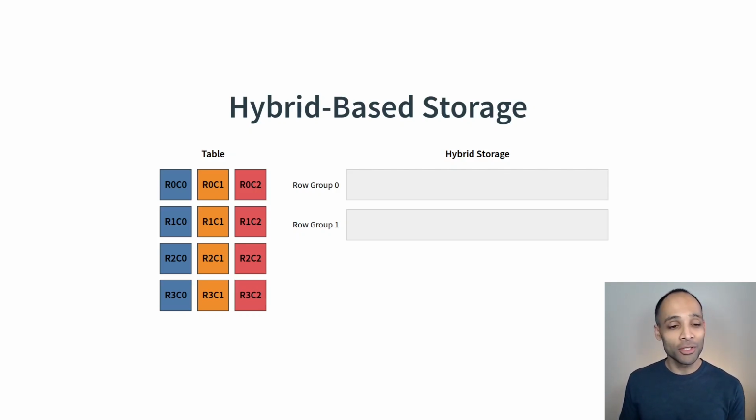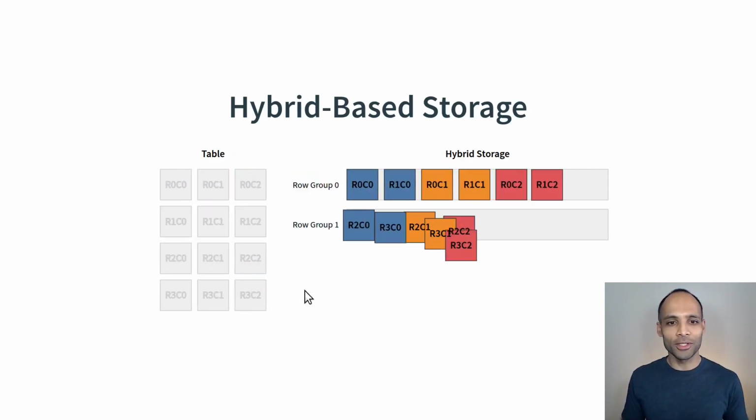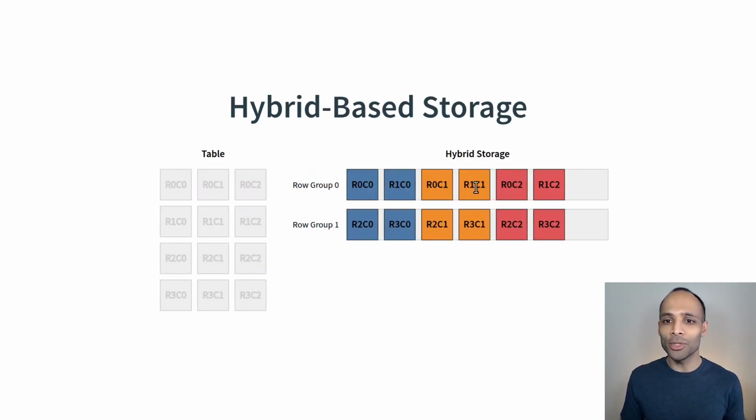When we have a hybrid-based storage, we take our table and break it up into a series of mini-tables called row groups. Here, our full table has 4 rows, but we can break it up into row groups of 2, where one row group makes up these first 2 rows, and another row group is made up of these second 2 rows. Then when we store the file, we store one row group at a time, and within each row group, we store one column at a time. Let me show you what that looks like. Here, we can see that the first 2 rows appear close to each other on disk, and within each row group, we can see we're storing one column at a time.